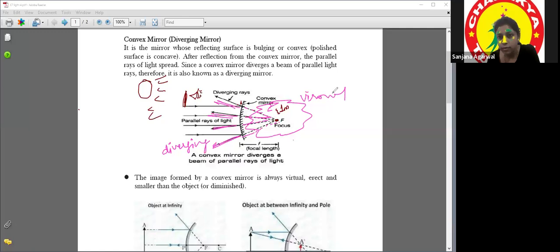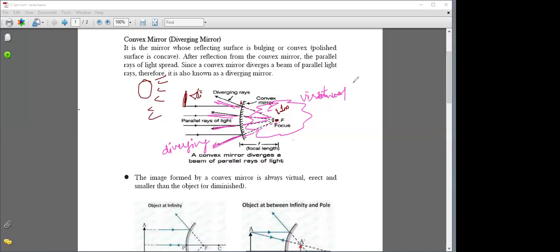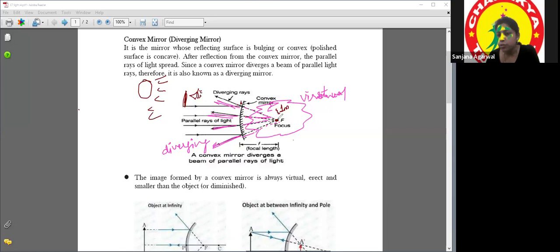Got it now? Why are such types of images known as virtual? Because the mirror is not a sphere in which we can say the image is obtained inside. When we touch it, it is curved inwards already, but still, looking into the mirror, the image is visible. That's why this image is known as virtual.